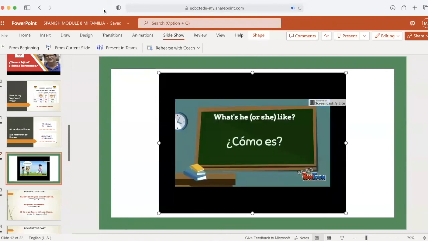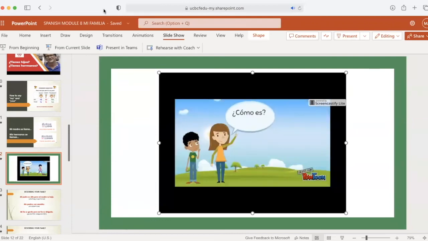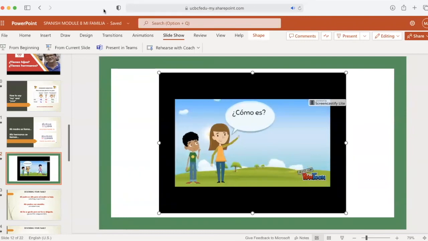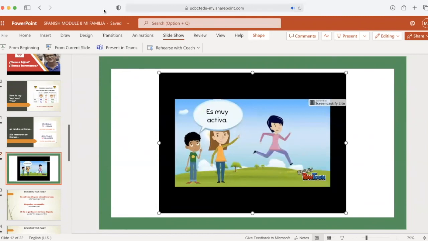To ask what is he or she like, we ask ¿Cómo es? He or she is, we use the word es. ¿Cómo es? What's he like? Es muy perezoso. He's very lazy. ¿Cómo es? Which is asking what is she like? Es muy activa. She's very active.